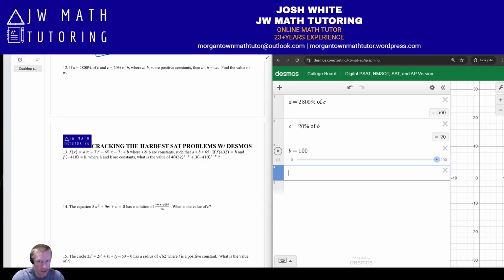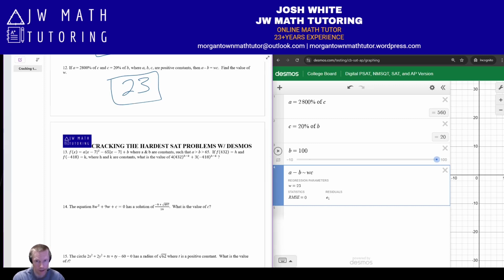Okay, so now it tells me that A minus B is equal to W times C. So what is the value of W going to be? Well, A minus B, and I can just do a regression statement, is W times C. Right there is my answer. It's 23. That's it. Don't need to do any more work than that. You can just type in basically the two percentage equations. You pick a number for B. Then you take this equation, you turn it into a regression statement. It feeds in A and B and C. It solves it for W. That's your answer, 23 right there. Nothing else to do.